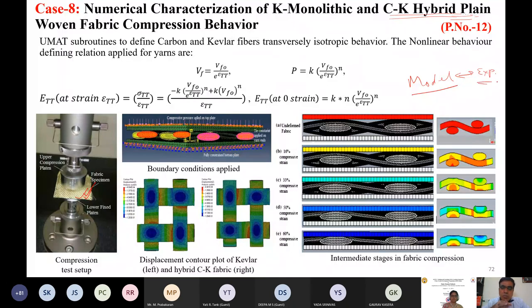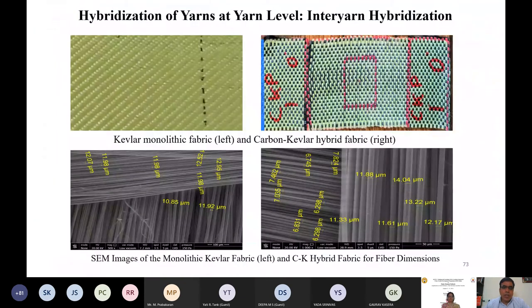So this work is much more creditworthy in terms of whatever modeling you are doing: can you compare it with your own experimentation? So this is the experimentation part, the compression setup. Similarly, this is the modeling part. Now compare it. So you find your laminate, as per ASTM standard, you identify.